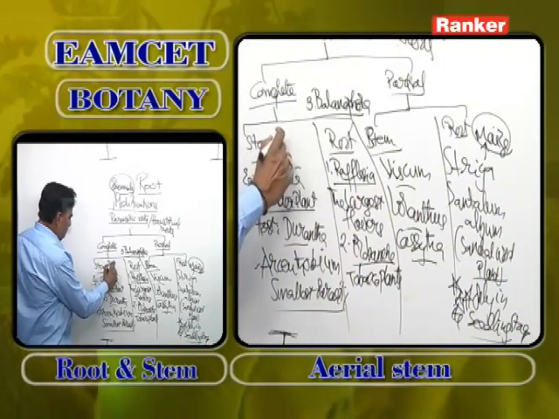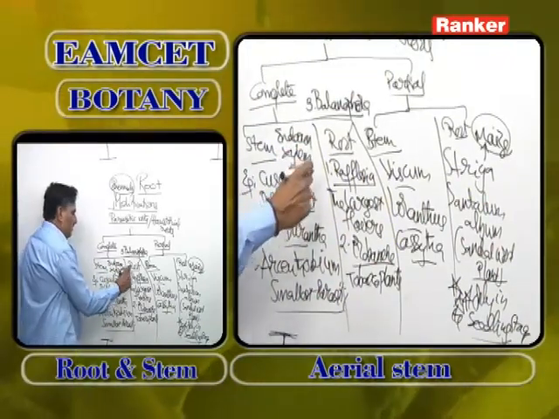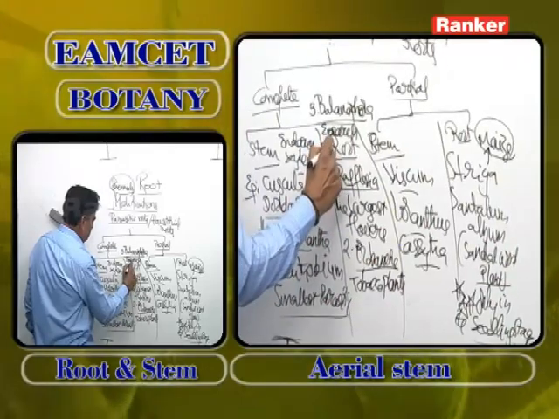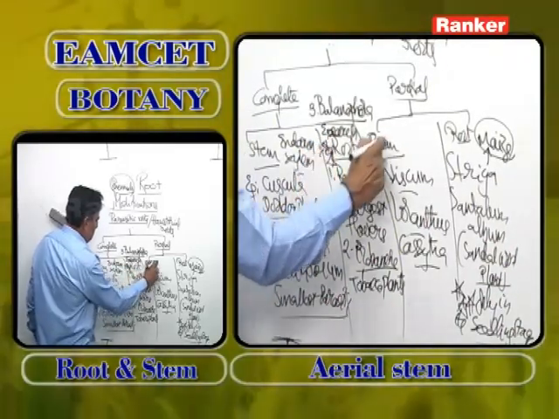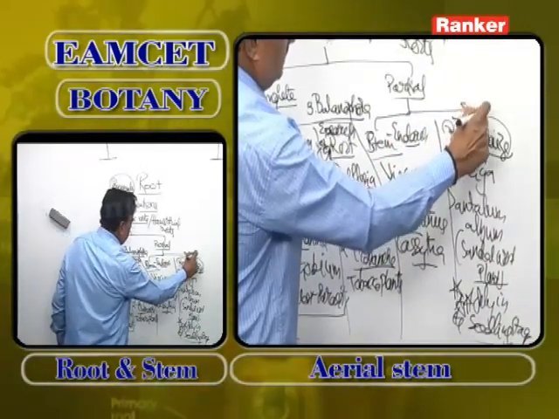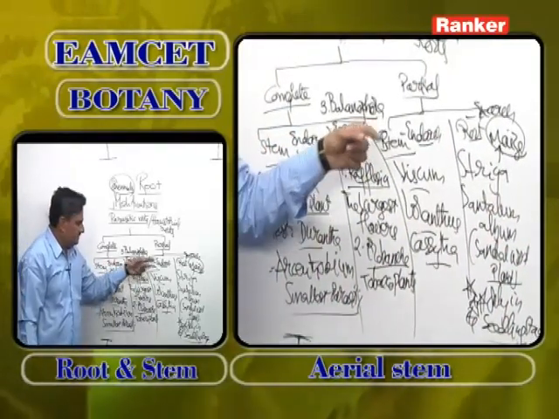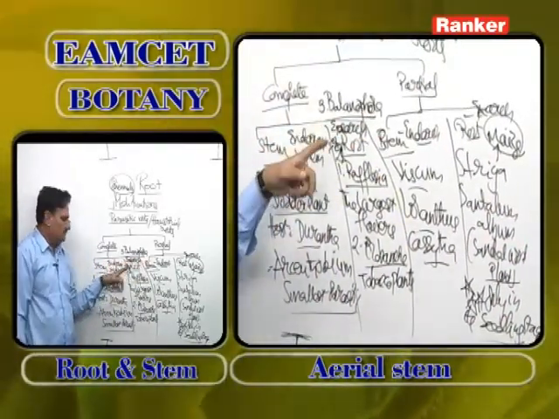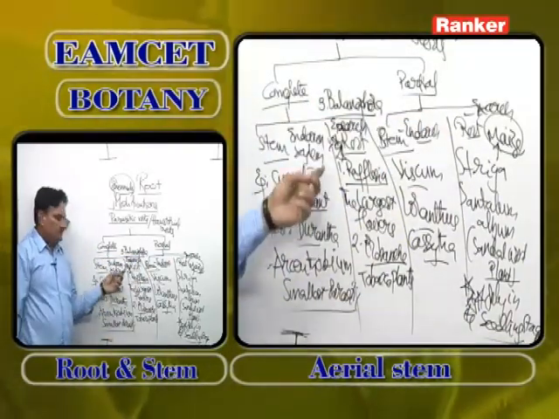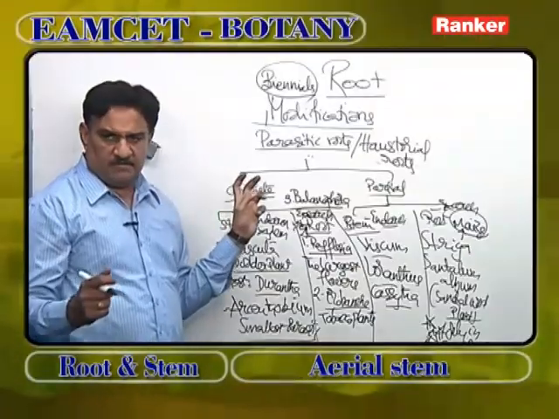In stem, they are attached to endarch xylem. This is also asked sometimes. In root, they are attached to exarch xylem. In stem again, endarch xylem. In root again, exarch xylem. So name a partial root parasite which is attached to endarch xylem. Name a partial parasite which is attached to exarch xylem. That means a root. So this is about root modifications.